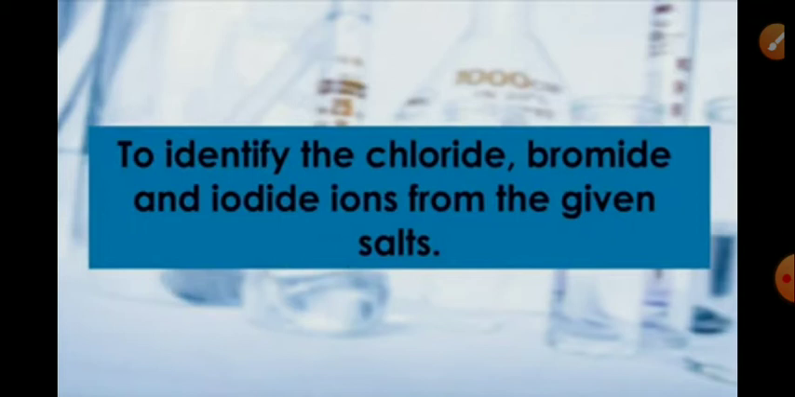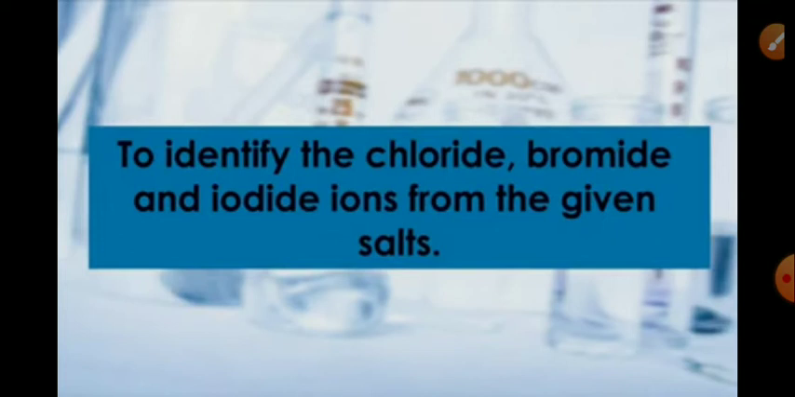Now how do we perform it? What is the procedure? We keep this solution in 3 test tubes. In test tube A we will keep potassium chloride, in test tube B we will keep potassium bromide, and in test tube C we will keep potassium iodide. Actually here I have mentioned that in test tube A we have kept potassium chloride, in test tube B potassium bromide, and in test tube C potassium iodide.